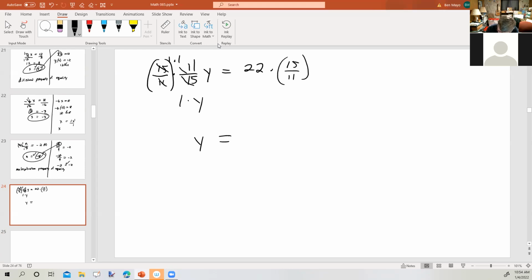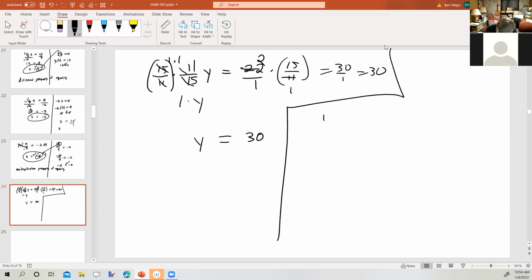On the right side of the equation, 22, like 22 over 1 times 15 over 11. Recall that we can reduce this down to 2 over 1. 2 times 15 is 30. 30 over 1 is just 30. So y equals 30. Any questions about that problem?